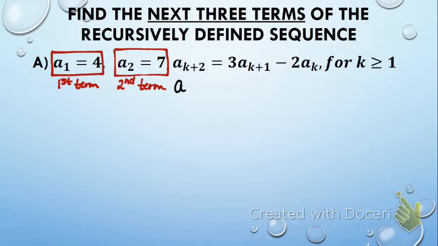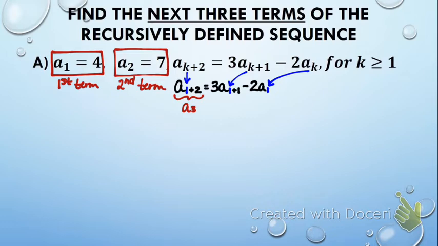I'm going to take a 1 and put it in the place of k. And this will allow me to find which term? The third term. So anywhere I see a k, I'm going to replace it with a 1. So I have 3a, and then I'm replacing this k with a 1, plus 1, minus 2a, and then, yeah, I'm putting that 1 in the place of the k there.